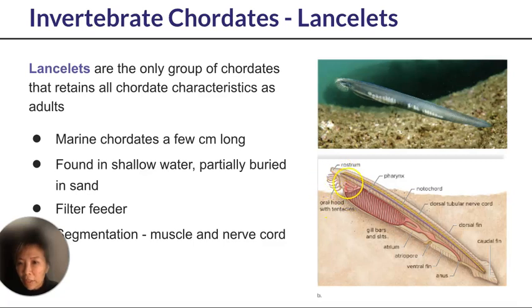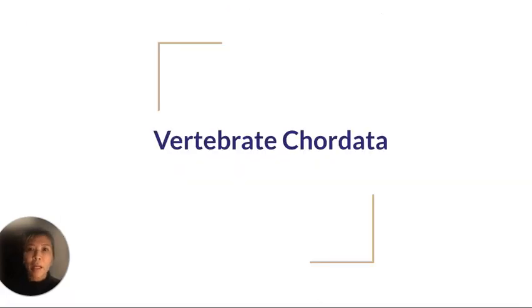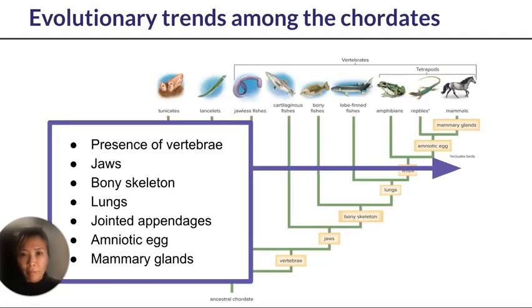A lot of times they're partially buried in the sand, and they're also filter feeders. So you can see here their filter feeding apparatus. And lastly, they have segmentation. Okay, so these are the two invertebrate chordates. Most of the chordata will fall into vertebrates. So the majority of this talk is going to be looking at all the different vertebrates.